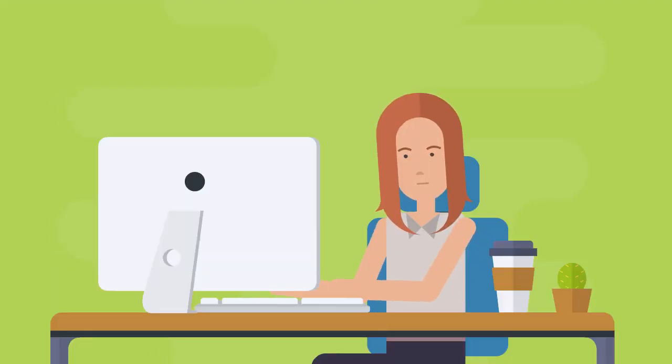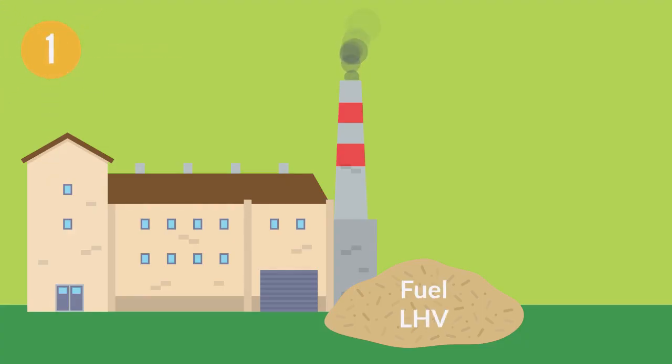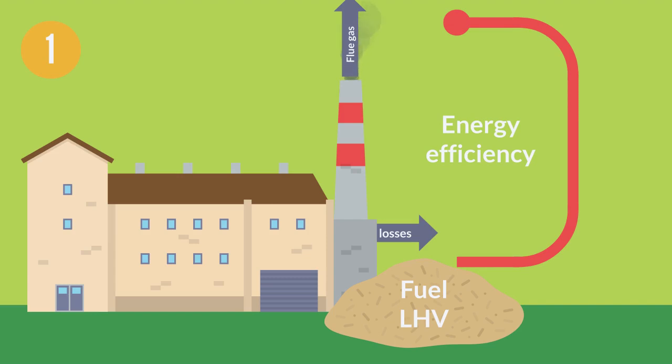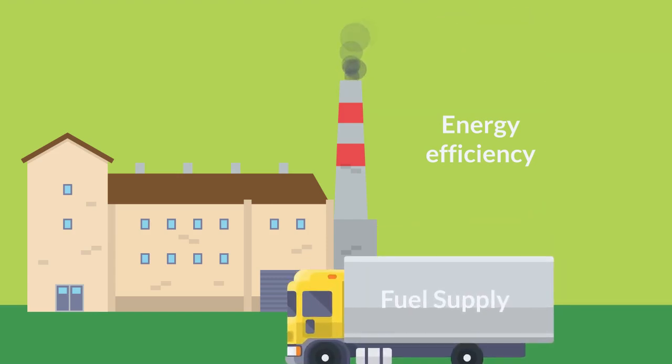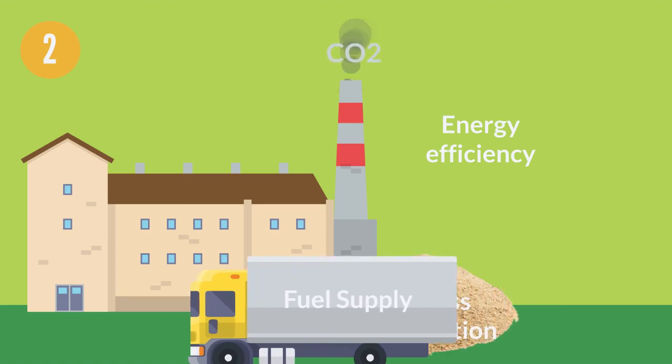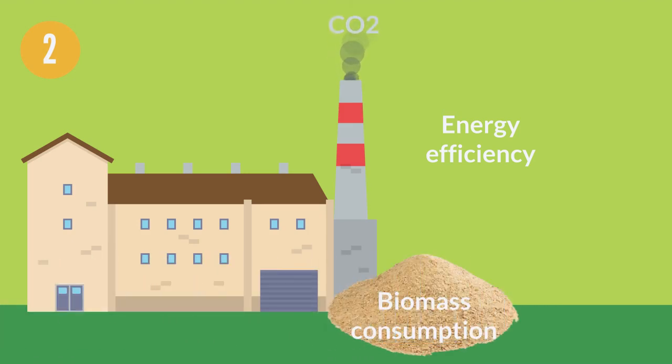So, what Jane needs to know for her project is: first, the biomass heating value and boiler losses to calculate the energy efficiency and the consumption of biomass. Second, the chemical composition of biomass to calculate the boiler emissions.